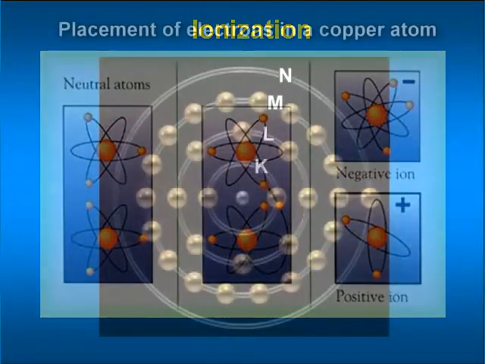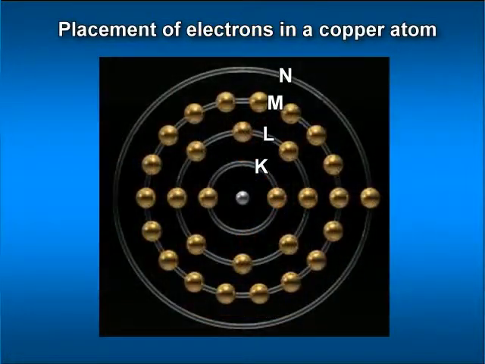This slide depicts the copper atom. A nucleus containing 29 positively charged protons is surrounded by 29 electrons orbiting the nucleus in a number of different shells or energy levels. In this example, each energy level or shell is labeled. There are the K, L, M, and N shells, all containing different numbers of electrons.